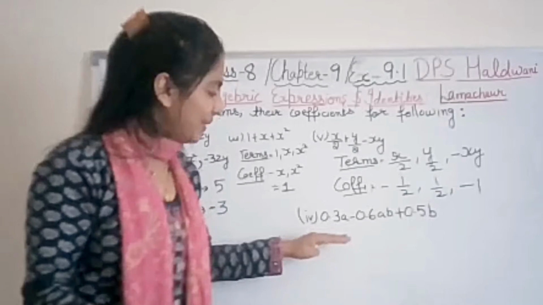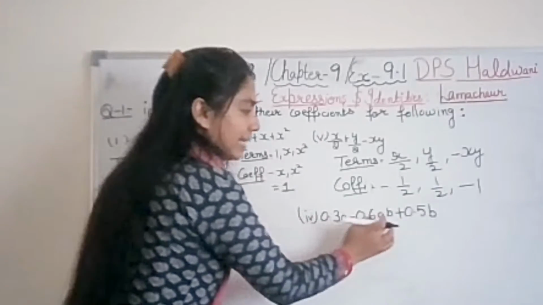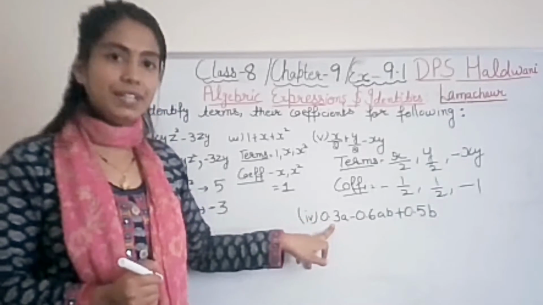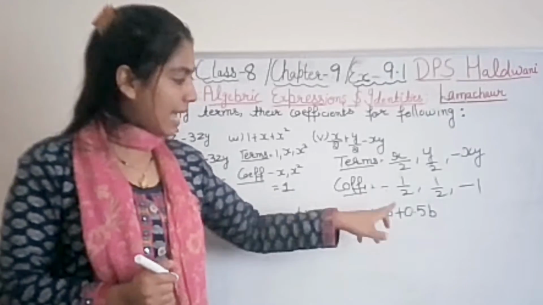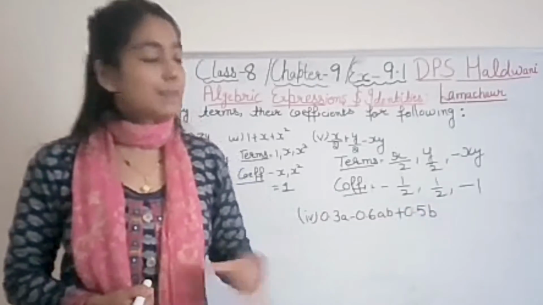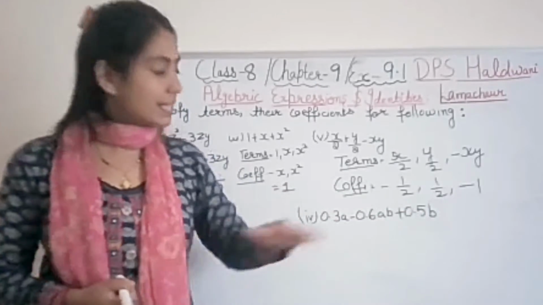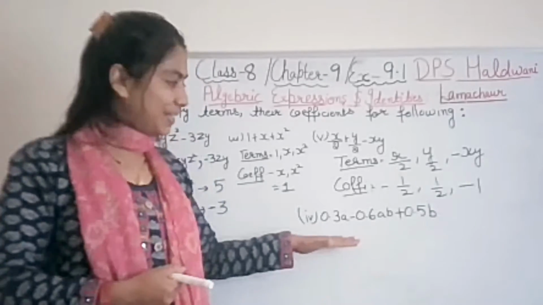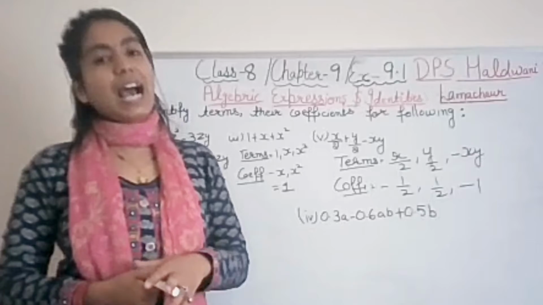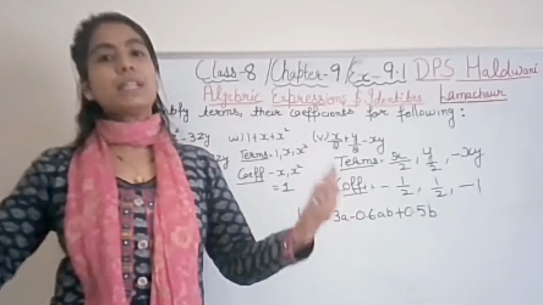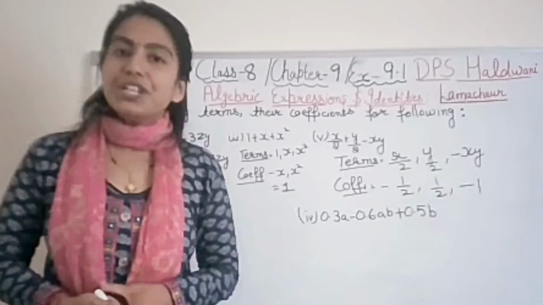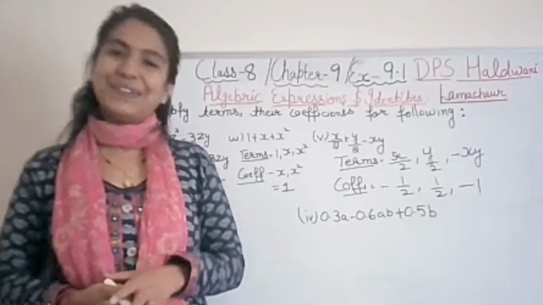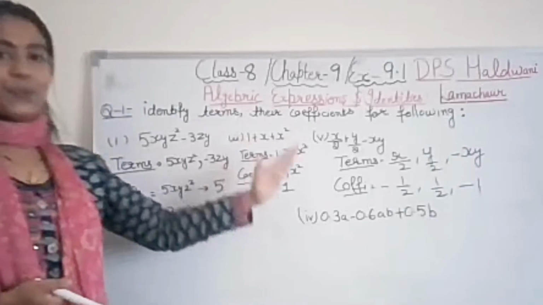Right student? So now the fourth part is again the terms are 3 only and coefficients 0.3, minus 0.6 and 0.5. Sign also you will mention, because sign matters in the expression. Right student? So these are the terms and coefficients. I hope you got what are the terms and what are the coefficients. Coefficient always we have to see along with the variable. That's it. Okay student? So this is all about our question number 1.